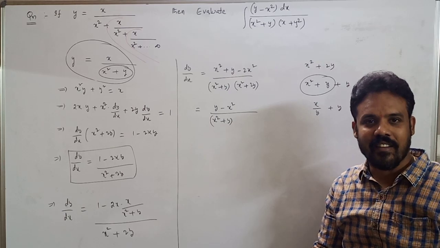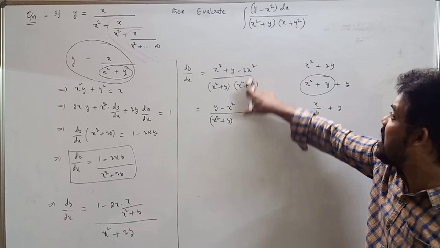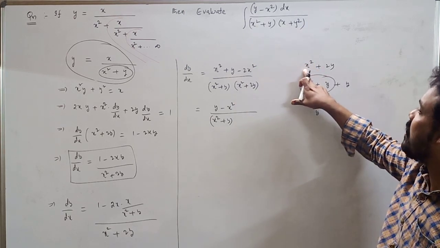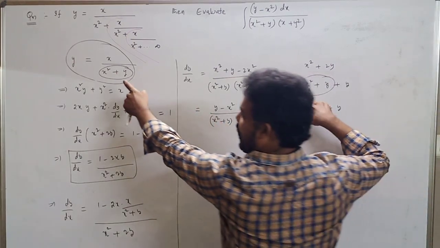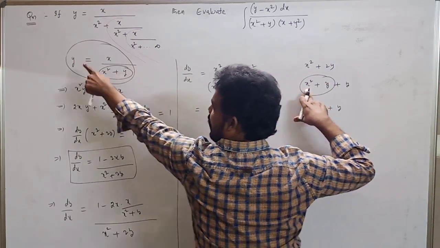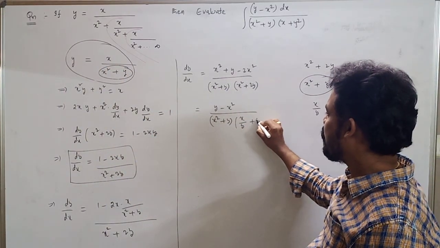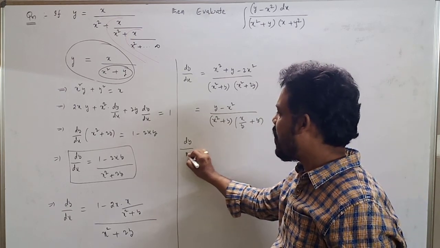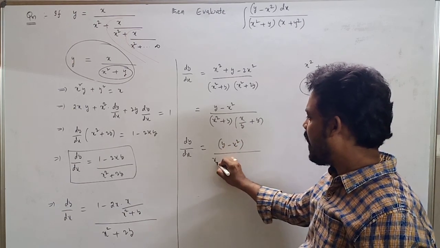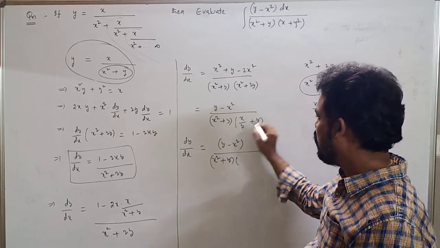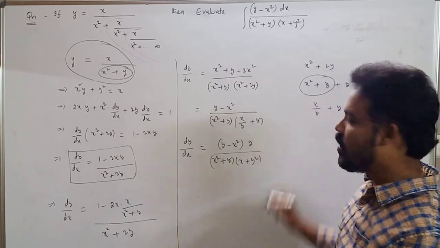I hope you understand. Again I am telling you, for this term x square plus 2y, since I want x plus y square, I'm writing x square plus 2y as x square plus y plus y. Now x square plus y, from the question, is equal to x by y. Now substitute here x by y plus y. Therefore, dy by dx is equal to (y minus x square) by (x square plus y) into (x plus y square) divided by y. It goes upside, that means into y.